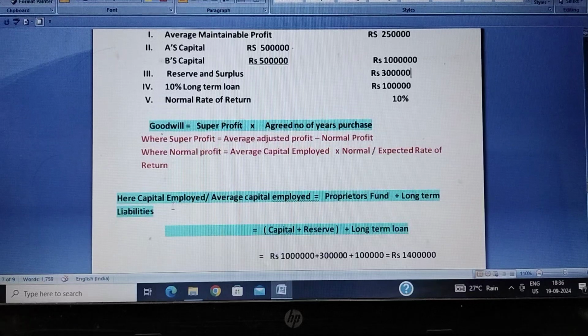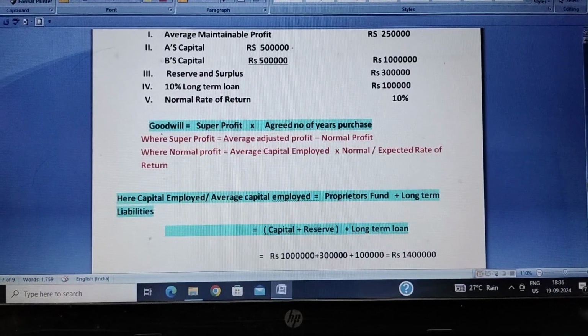Again, let's recall it. Capital employed means proprietor's fund plus long-term liabilities, and proprietor's fund means capital plus reserve minus fictitious assets, if any. There are no fictitious assets, so we are not deducting anything. And long-term liabilities means long-term loan, debentures. These are long-term liabilities. So we got capital employed as 14 lakhs. Now we can easily find our super profit.